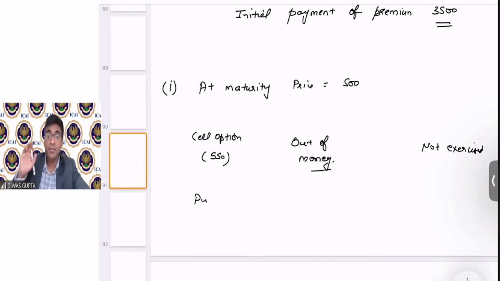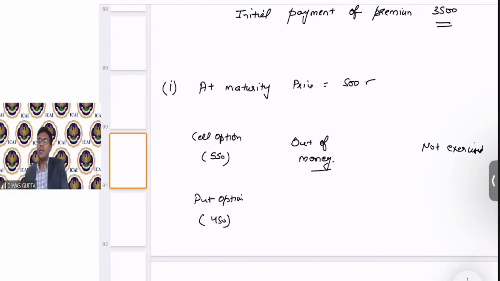Now, students, again, please think carefully and then answer. Okay. Put option, strike price of 450, spot price of 500. Now tell me whether it will be in the money or out of the money. The price appearing in the market is higher than the strike price of the put option. So will this put option really give some value?